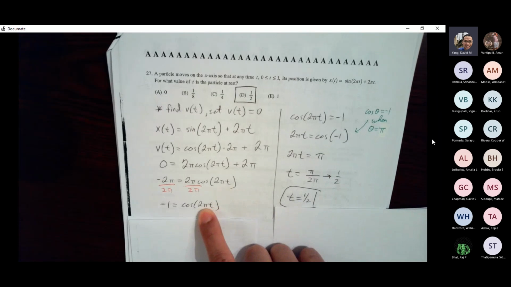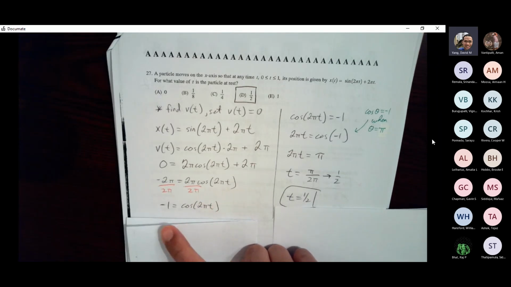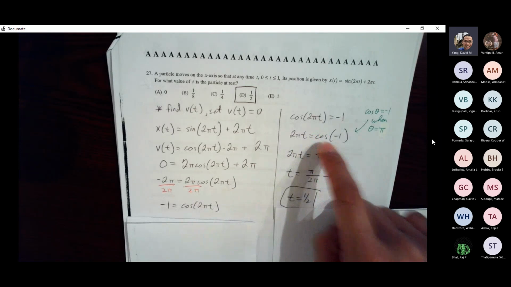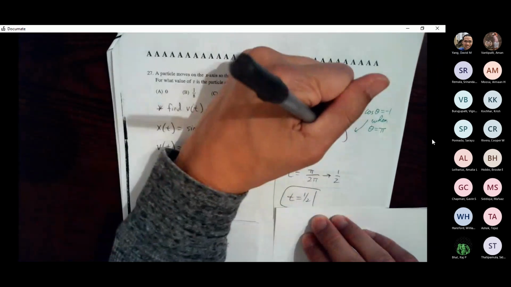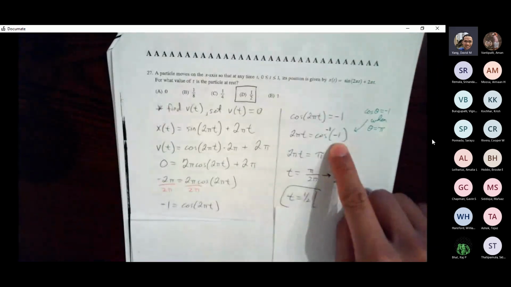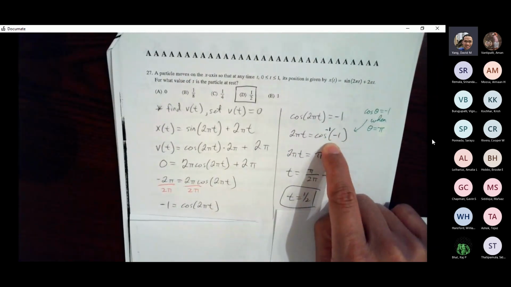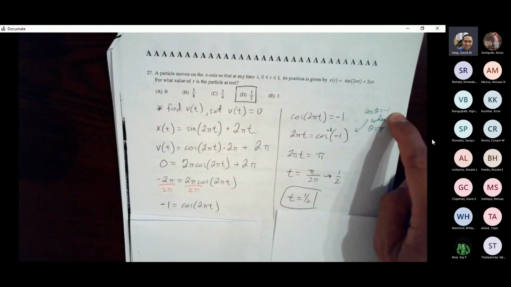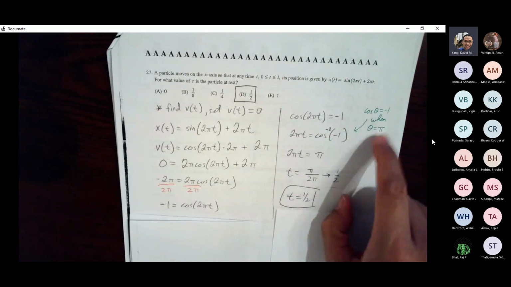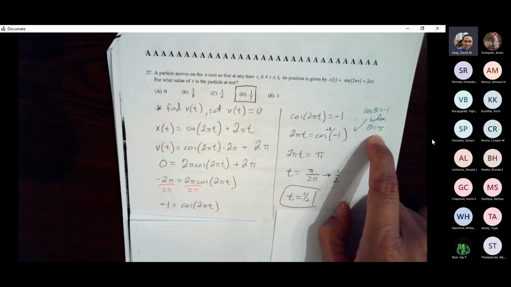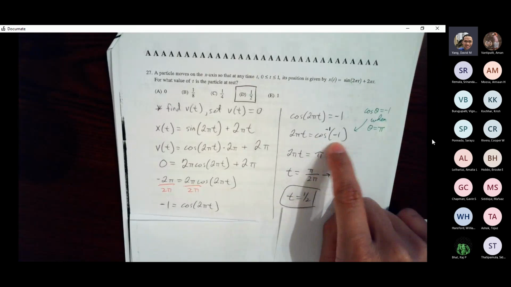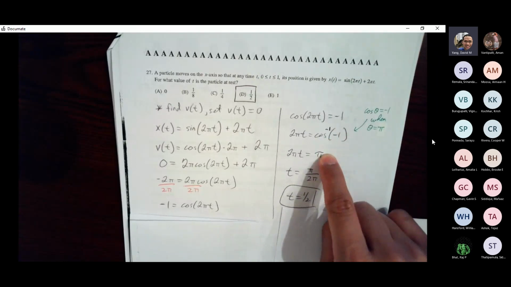If I want to clean this up a little bit, I can move that cosine over to the other side. So basically we make it an inverse cosine. So inverse cosine of negative 1 is basically saying, when is cosine equal to negative 1? And cosine is equal to negative 1 when theta is equal to pi. So we know that inverse cosine of negative 1 is just pi.